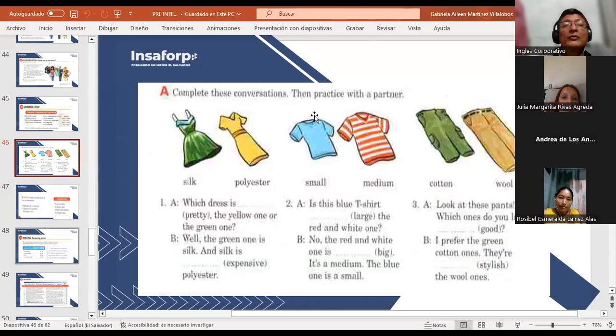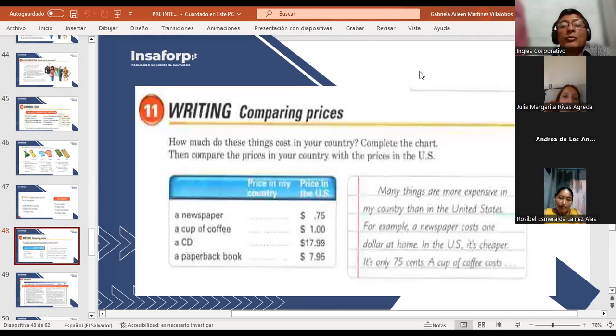Today, we're gonna work on prices. How much do things cost in El Salvador? Complete the chart, then compare the prices in El Salvador with the prices in the US. Okay, price in El Salvador, a newspaper. How much does a newspaper cost in El Salvador?